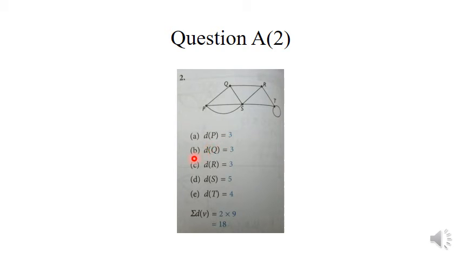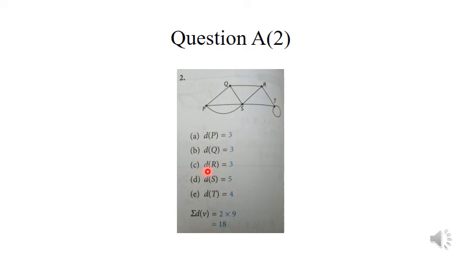Okay, try B. Degree of vertex Q. Vertex Q, count how many edges from vertex Q. QR 1, QS 2, QP 3. So 3 edges from vertex Q. So the degree of vertex Q is 3.